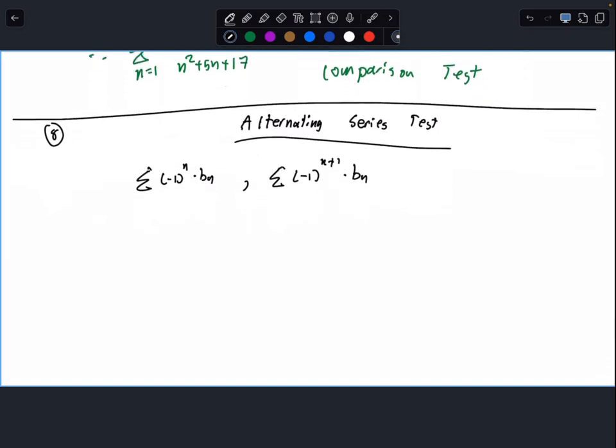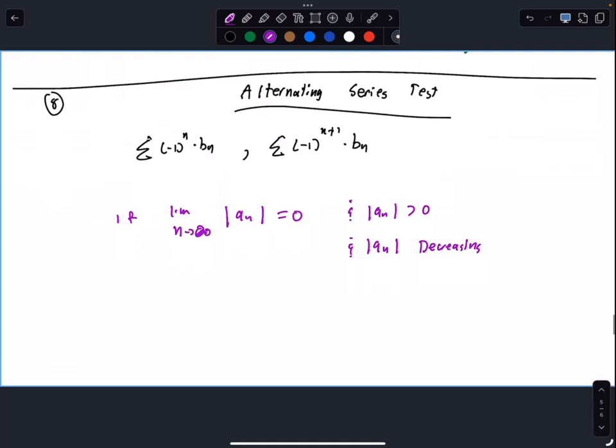The alternating series comes down to the fact that if the limit as n approaches infinity of the absolute value of a sub n, which would be b sub n, is equal to 0, and the absolute value of a sub n is greater than 0, and the absolute value of a sub n is decreasing, all of these are the conditions. Then what happens here visually?